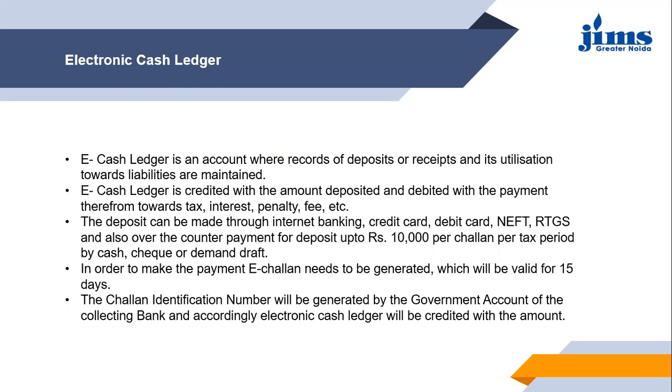Now, once the challan identification number is generated by the government account to whom you are paying, or the bank which is collecting that cash on behalf of you, accordingly your electronic cash ledger will be credited with that amount. So you have to generate your e-challan, and with the help of that e-challan, you credit your cash ledger, and that cash ledger will be credited by the challan identification number that is given to you by the government account of the collecting bank.